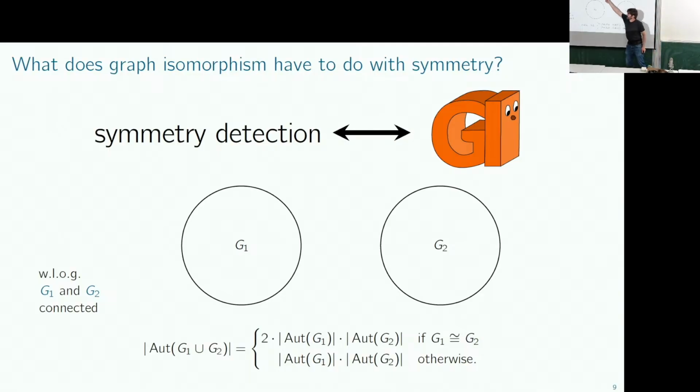If I have an oracle for this, I can check all of these numbers, and I can just check which of the two cases holds. Yeah? That means symmetry detection is equivalent to graph isomorphism, and that is the reason why graph isomorphism is so interesting. Yeah? Because it's actually the symmetry problem. It's the symmetry computation problem.